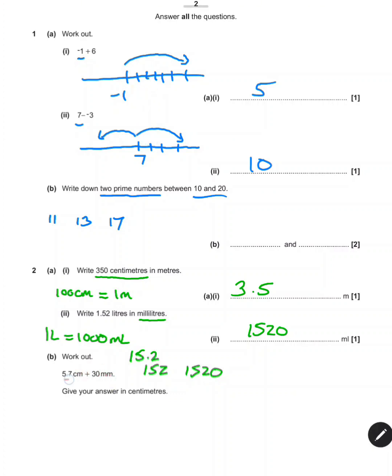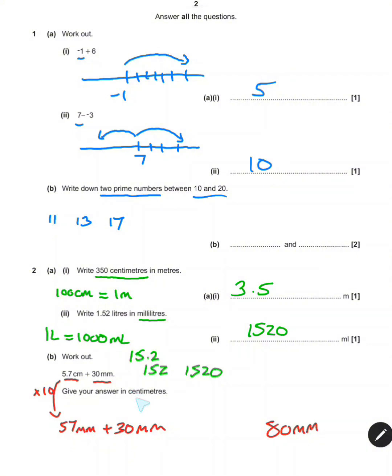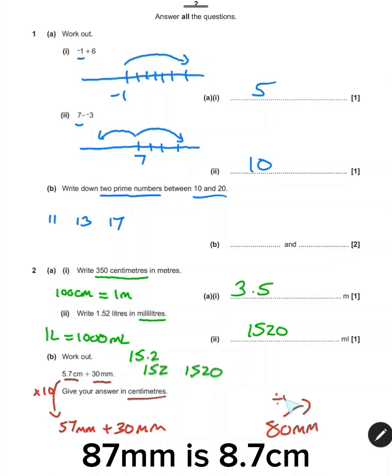Part B says work out 5.7 centimetres added to 30 millimetres. Well, there are 10 millimetres in every centimetre. So I'm going to multiply that by 10. I've got 57 millimetres. I'm going to add on 30 millimetres. 57 and 30 is 80 millimetres. It does say give your answer in centimetres. 80 millimetres, just divide that by 10. You've got 8 centimetres.